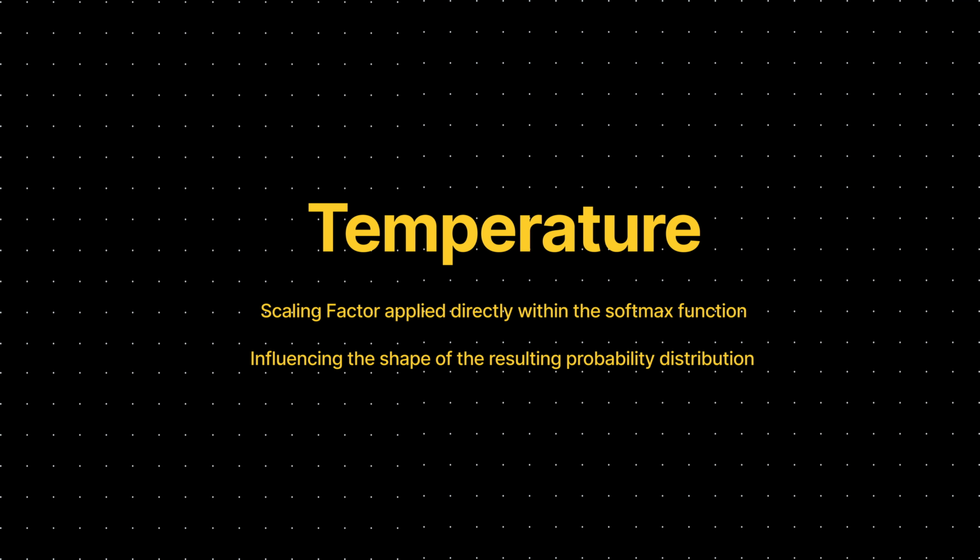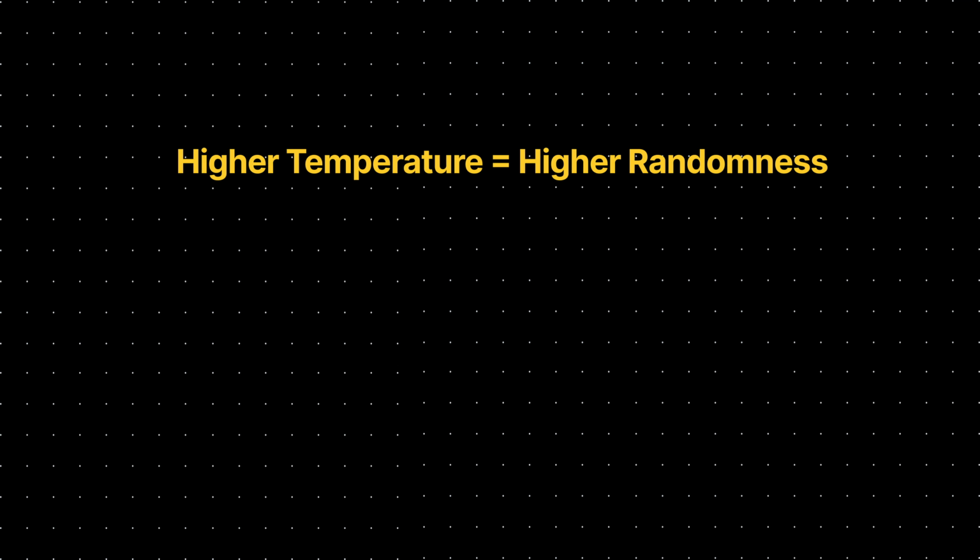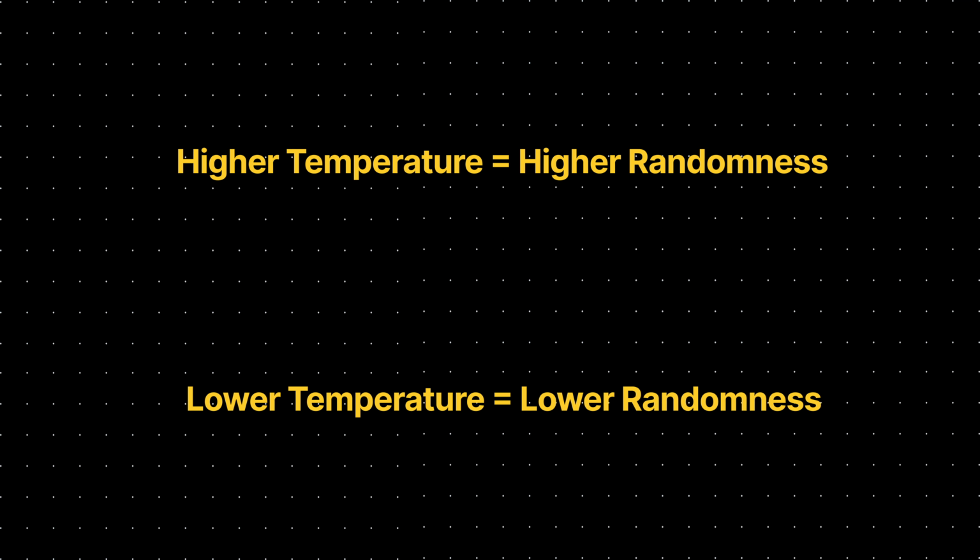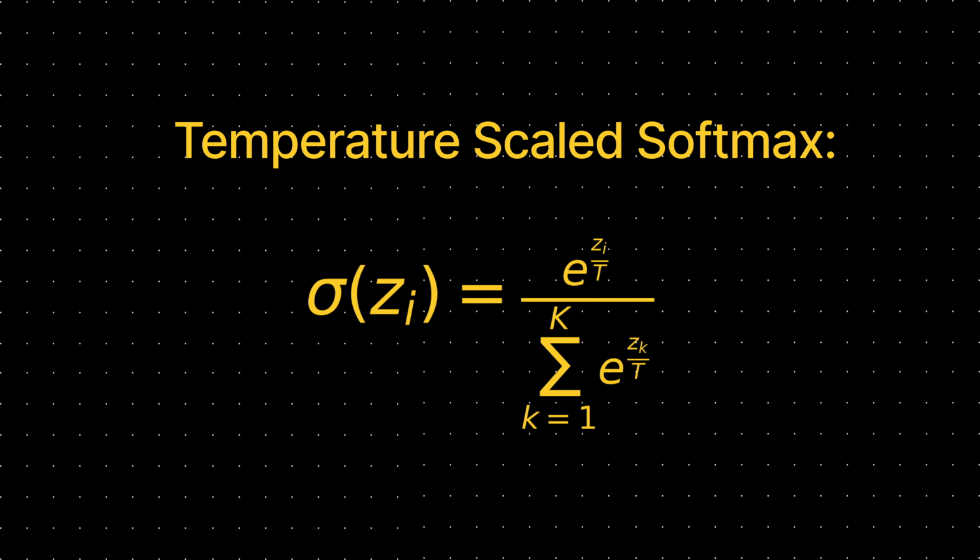Now, where does temperature come into play? Temperature is a scaling factor applied directly within the softmax function, influencing the shape of the resulting probability distribution. Broadly speaking, the higher the temperature, the higher the randomness, and the lower the temperature, the lower the randomness. Let's examine the temperature-scaled softmax function, sigma. Notice that the temperature scalar parameter is applied to the original softmax function.